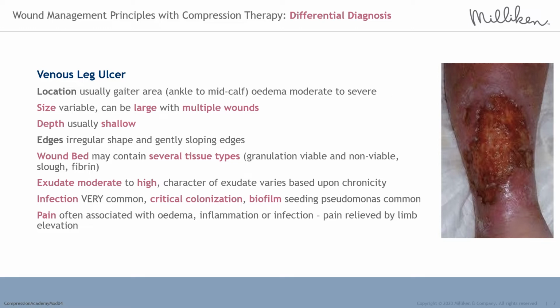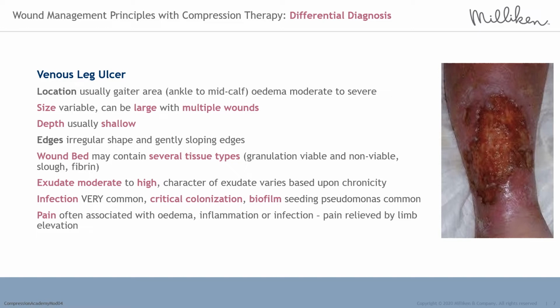The wounds are usually shallow with irregular, gently sloping edges. Venous ulcers are often longer duration wounds or chronic and may contain several different tissue types: granulation, viable and non-viable, slough, fibrin, and are known to exude moderate to high volumes of wound fluid. Chronic wound fluid varies considerably in colour, consistency and microenvironment, which can be destructive to the skin and inhibit cell proliferation.